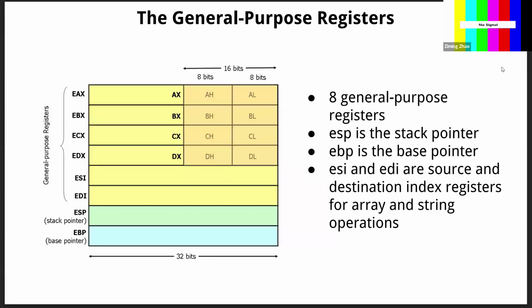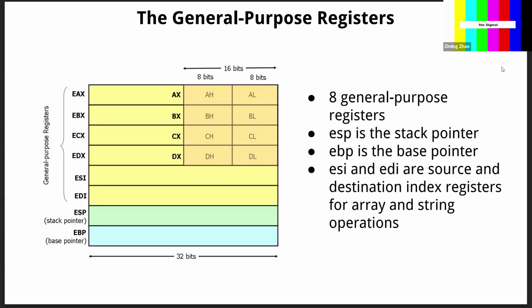Especially for EAX, EBX, ECX, EDX, you can also refer to their lower bits. You can refer to the lower 8 bits as AL, the next 8 bits as AH, or the lower 16 bits together as AX. This is for backward compatibility with very old Intel CPUs. When Intel released their early CPUs, it was only 16 bits, I believe. So they only have AX, BX, CX, DX. They do not have EAX.